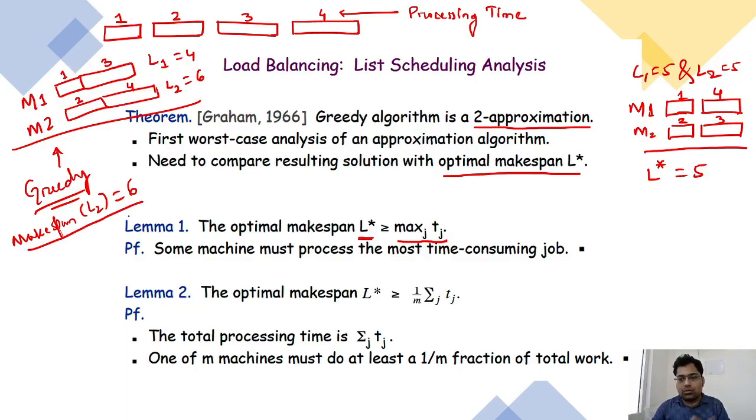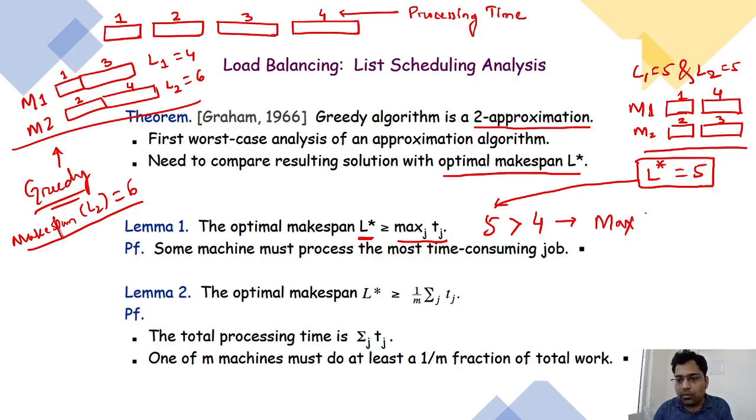Whenever we compare with this one, we found the optimal result is 5. For the lemma condition, we must say 5, which we got from this example. From this example, 5 is greater than or equal to 4, yes or no? Out of these processing times, 4 is the maximum, so here 5, the optimal, is greater than 4, which is the maximum over all the processing times, max over j of t_j, the maximum among all the processing times.